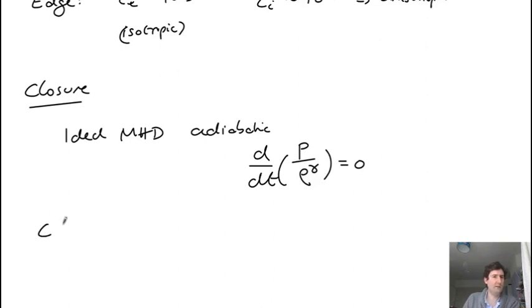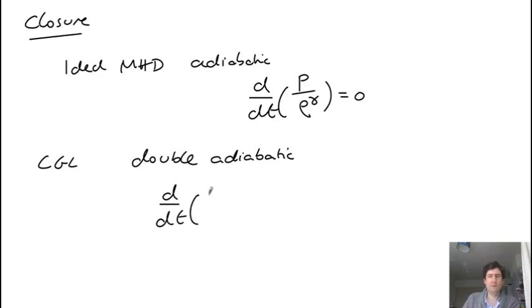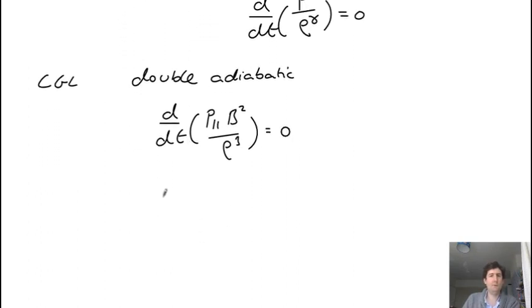In CGL, there's a small extension to this. Instead of having one equation, we now have two, and so this is sometimes called the double adiabatic closure. We now have one closure for each pressure. So we have one for the parallel pressure, and this depends on b squared over rho cubed. And then we have one for the perpendicular pressure too.